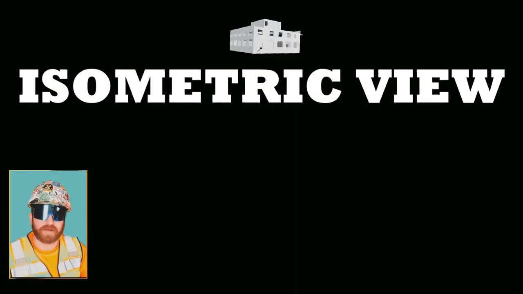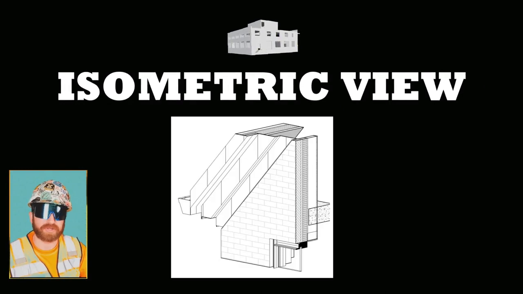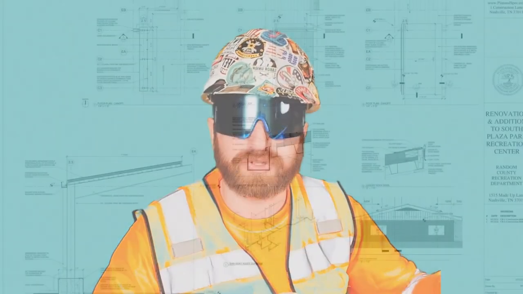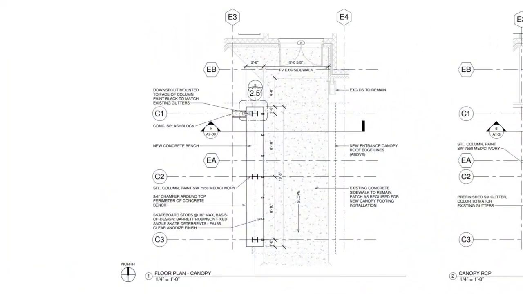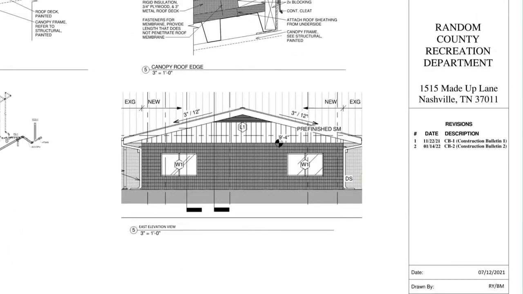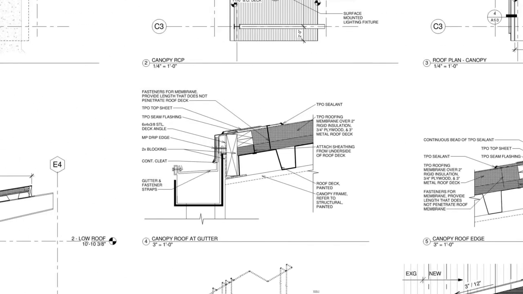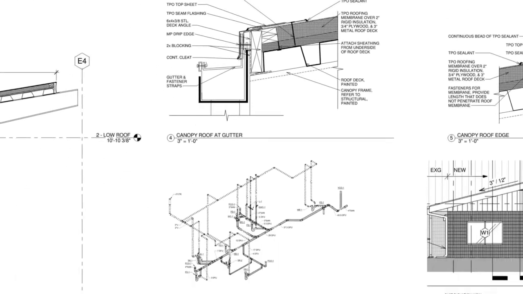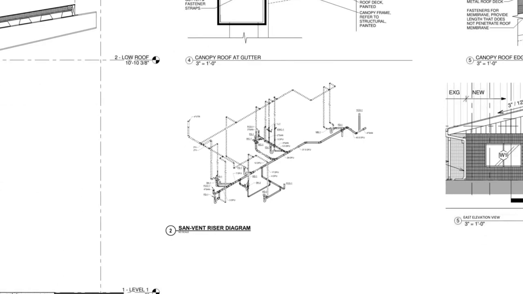The fourth type of detail is an isometric view, which essentially gives you a 3D image of a certain aspect of the building. Let's look closer at this drawing page. Here is an example of a plan view detail. Here is an elevation view. This is an example of a section cut. Last, this is what an isometric detail looks like.